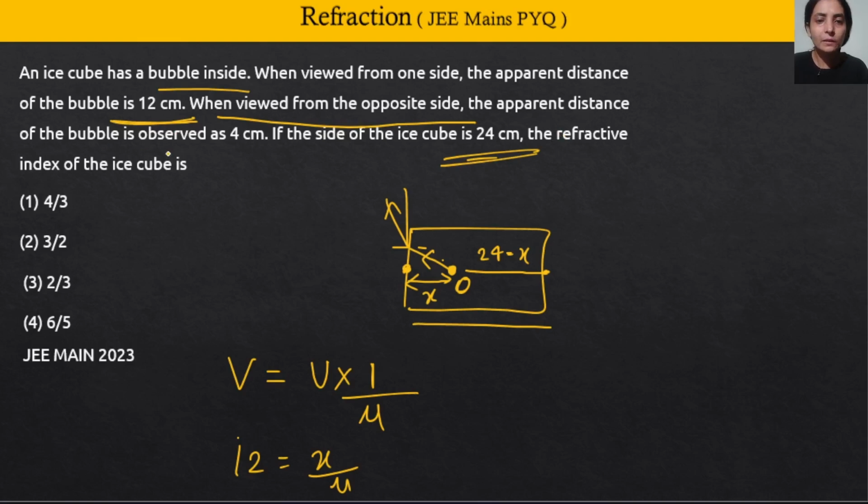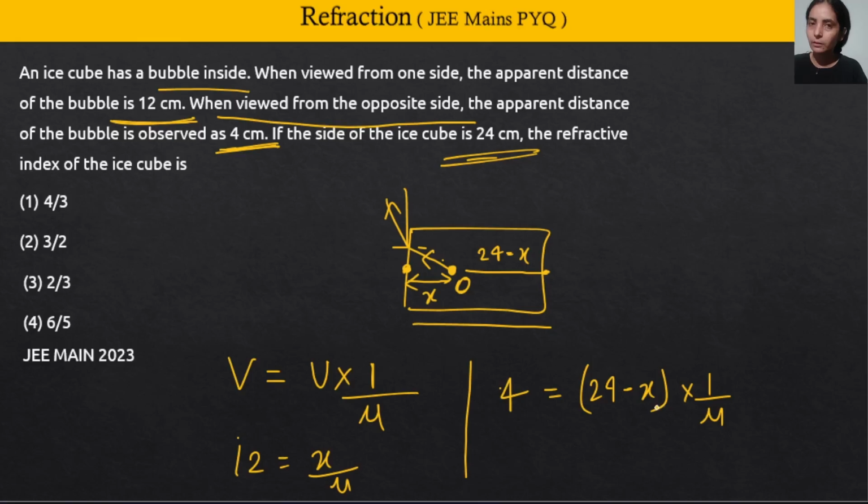And then the apparent distance of the bubble is observed as 4 centimeter. So what is your apparent distance? 4 centimeter. You use the formula again: v is 4 centimeter and u is 24 minus x, and this will become equal to 1 by mu. Okay? So if you solve it, 4 is equal to (24 minus x) by mu.